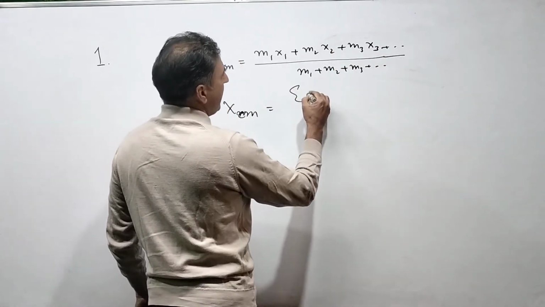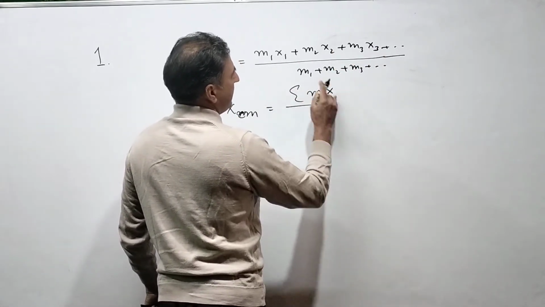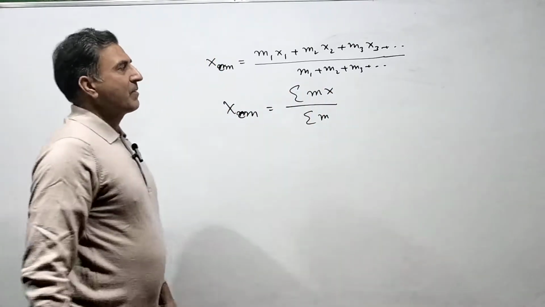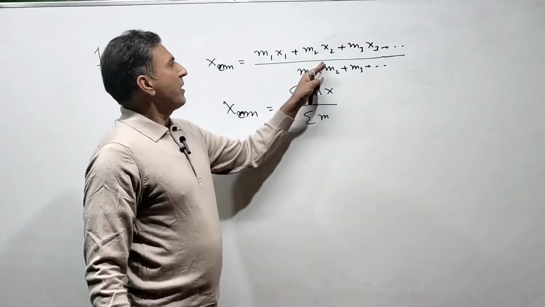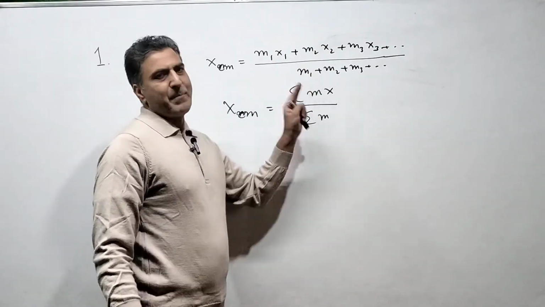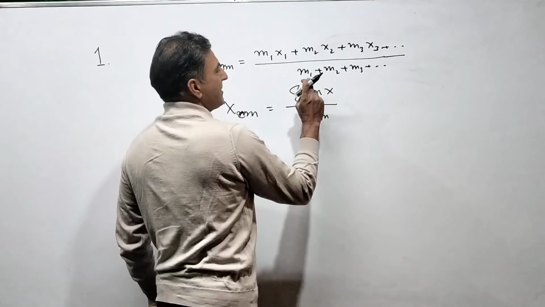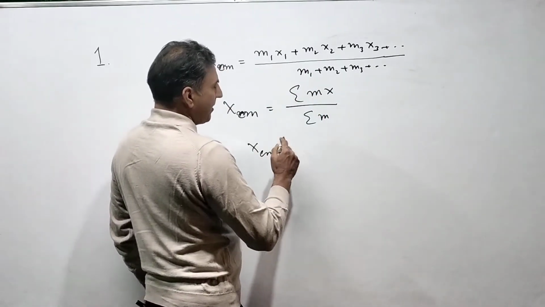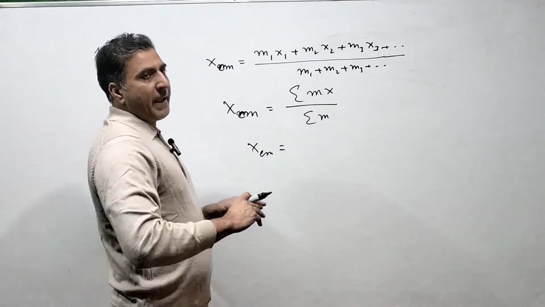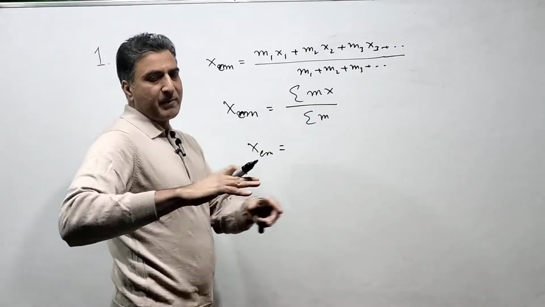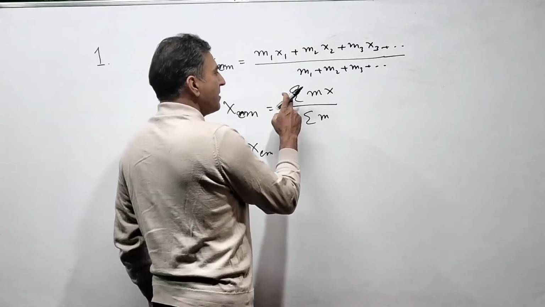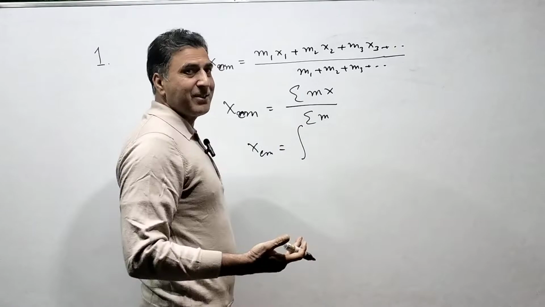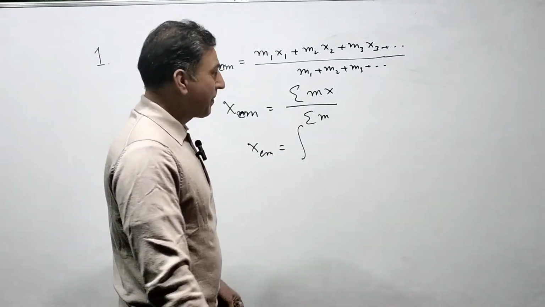It can be written as summation mx, divided by summation m. It is the same thing as m1 x1, m2 x2, m3, but it is a symbolic form of summation. Now if it is an extended body, not discrete bodies but a continuous body, this summation is converted into integration. After all, what is integration? It is a summation over a continuous distribution.